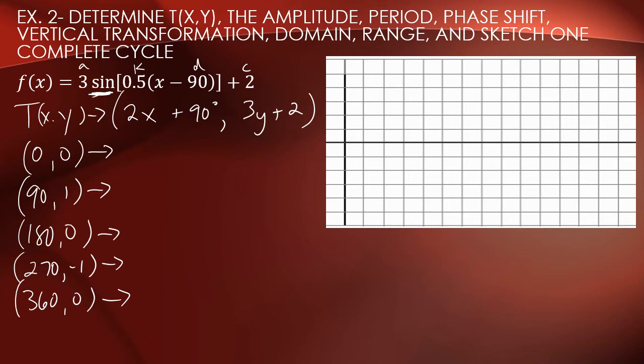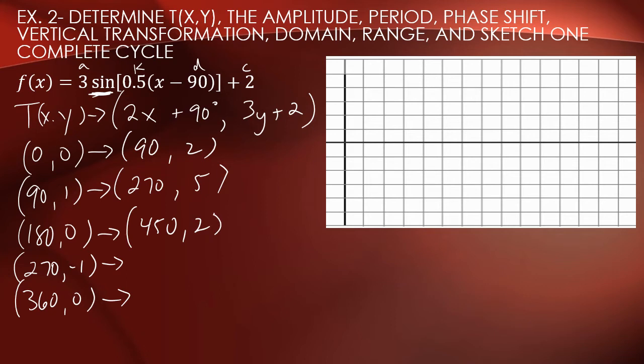If you tried these on your own, you should have got 90 and 2, 270 and 5, 450 and 2, 630 and negative 1, and 810 and 2. If you got all 5 of those, awesome. Give yourself a left-handed pat on the back.